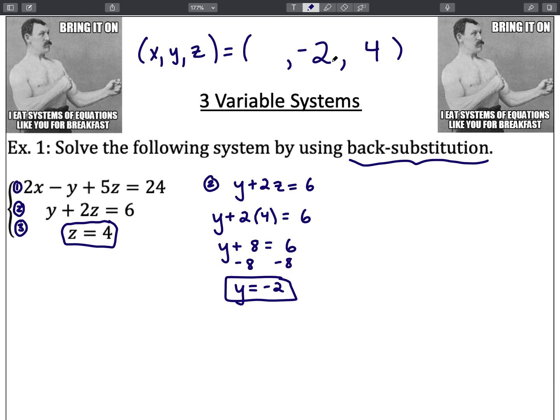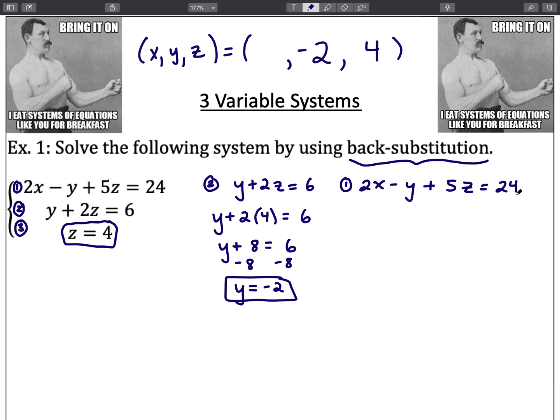So the only equation I haven't used so far is number 1. And if you look at equation number 1, you'll see 2x minus y plus 5z is equal to 24. I now know something about z. I know something about y. I have to know something about x. So I'm going to go to equation number 1. I'll say 2x minus y plus 5z is equal to 24.